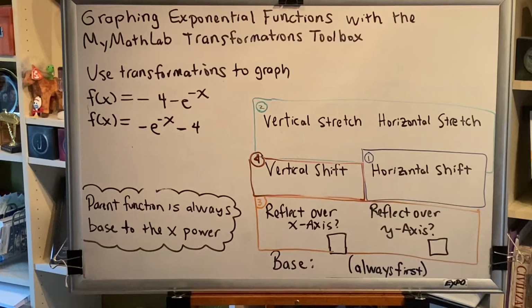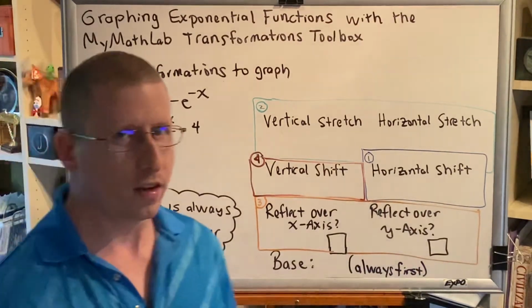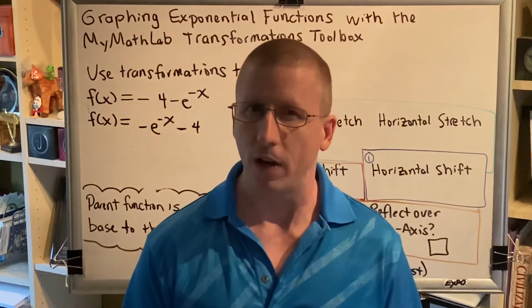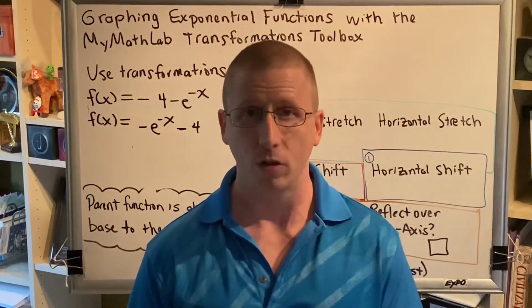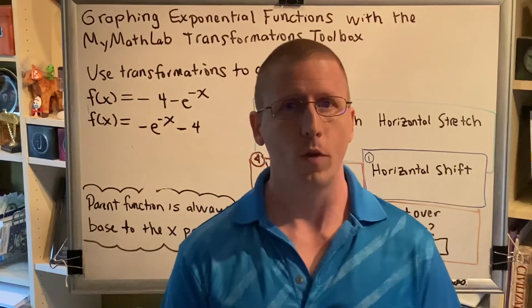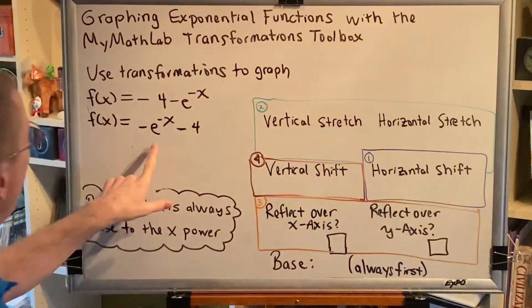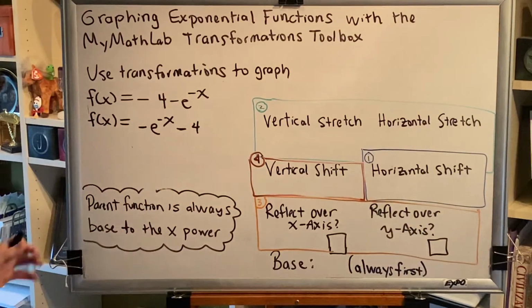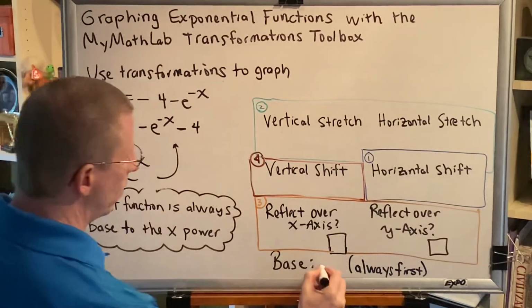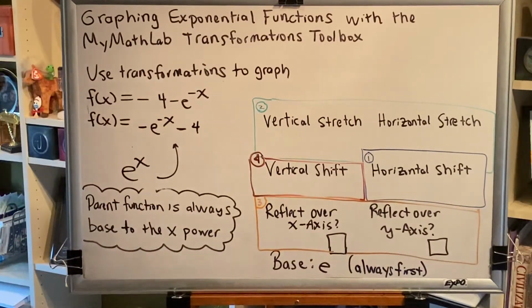All right, the next thing you have to do is figure out what your parent function is. And remember, that is always the base raised to the x power. And this is where the advice from previous videos comes in handy. I've mentioned in a couple of previous videos that a base for exponential and eventually logarithmic functions cannot be negative. So the base in this problem is e, not negative e, which means that we're going to start with e to the x, and then we're going to make our transformations from there.